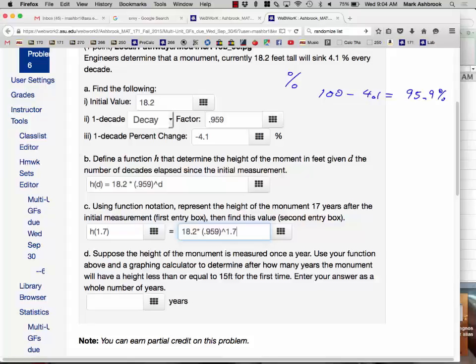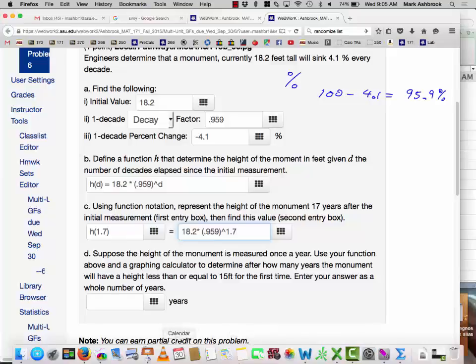Okay? Suppose the height of the monument is measured once a year. Use your function above and a graphing calculator to determine how many years it will take for the height to be less than or equal to 15 for the first time. Enter as a whole number of years. Okay, so we need to do a graph solution of this. So let's do that.